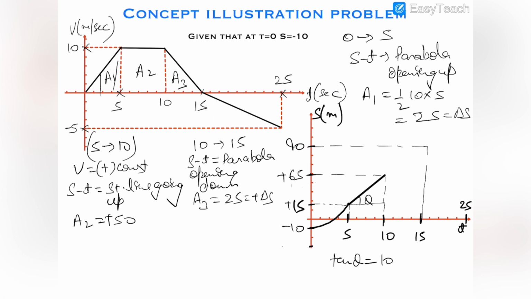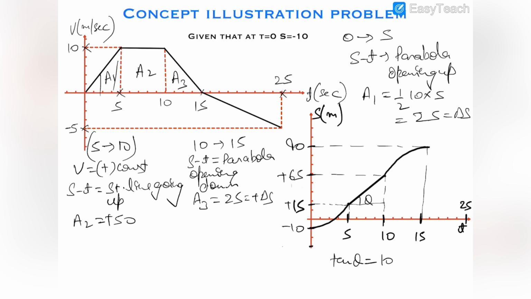Now this parabola is opening in the downward direction, but it is going in the upward direction, and its base would be at a point where velocity is 0 in this interval. So in this interval, velocity is 0 at t is equal to 15. So this parabola would be opening in the downward direction, moving in the upward direction, and its base would be at t is equal to 15.